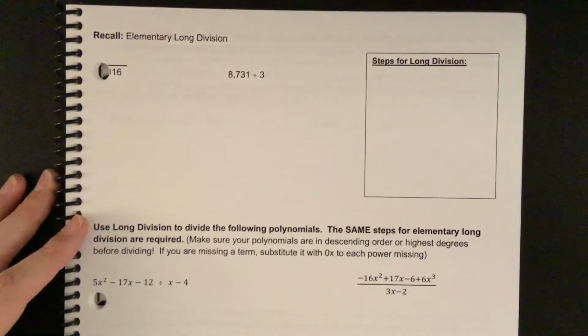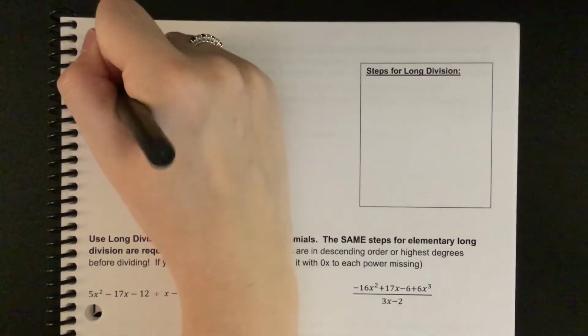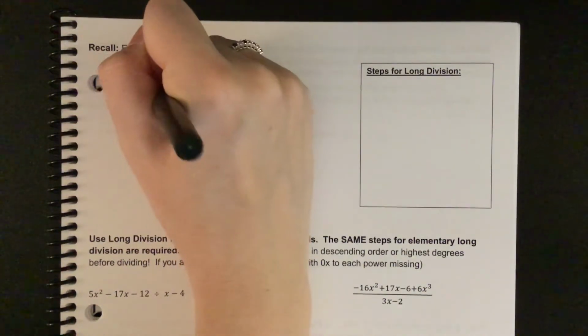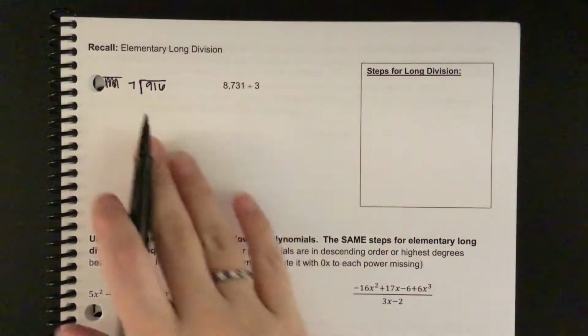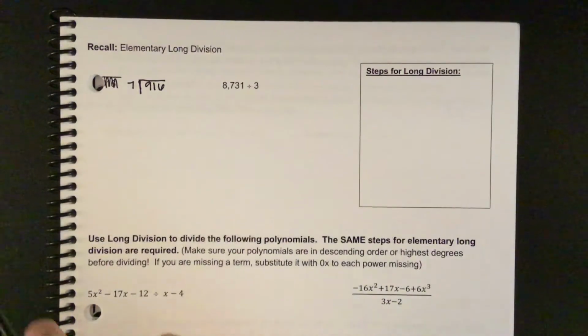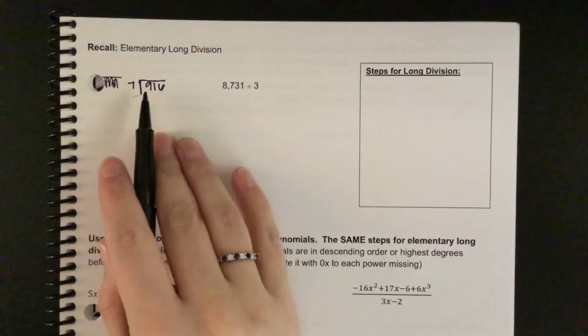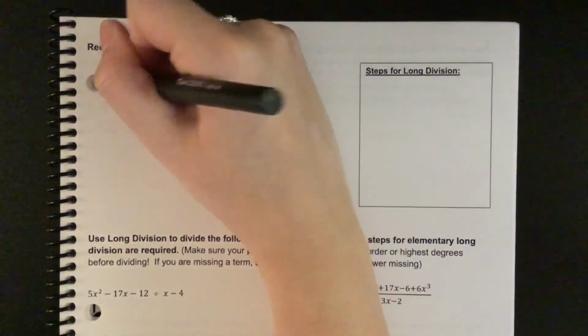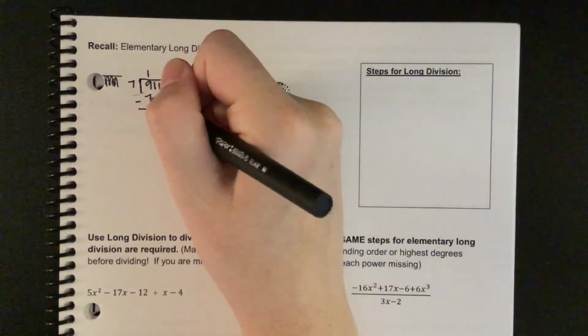Okay, so let's recall actually how we long divide. So it says 7 into 916. So we're going to go back to our elementary days, and we're going to kind of refresh on how we long divide. Remember that it's always set up like this. We're taking 916 divided by 7. So how many times does 7 go into 916? Well, we can break it up, right? So 7 goes into 9 once. 1 times 7 is 7. And then we subtract. 9 minus 7 is 2.